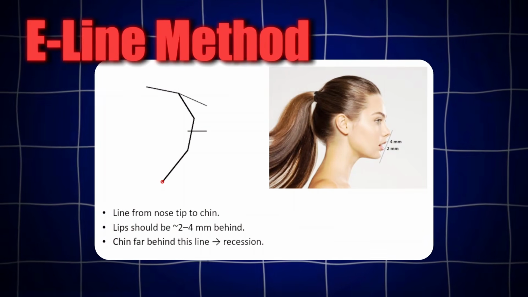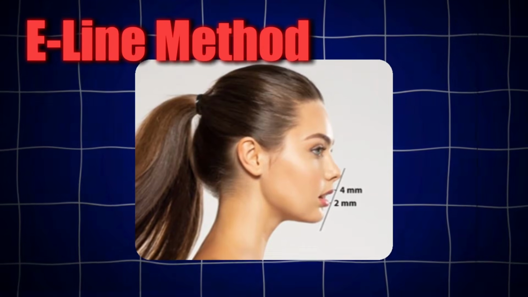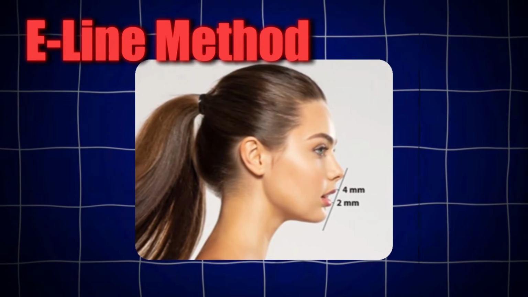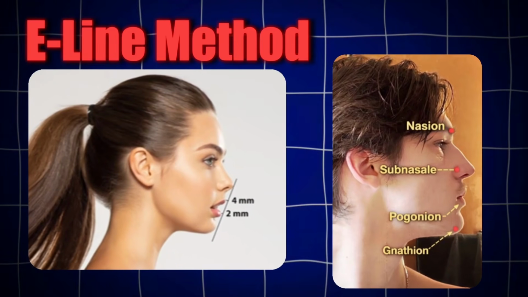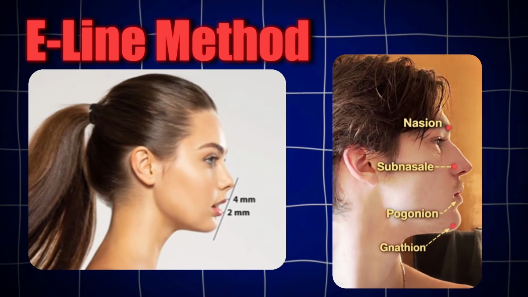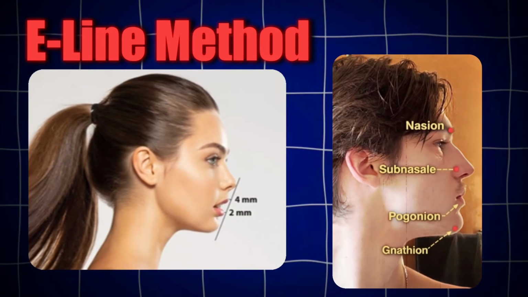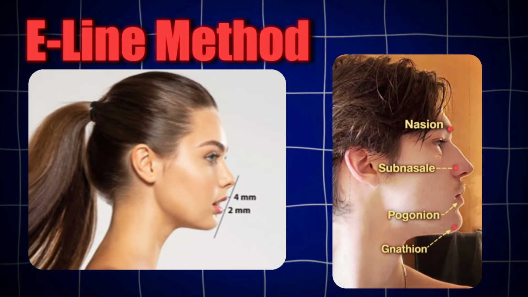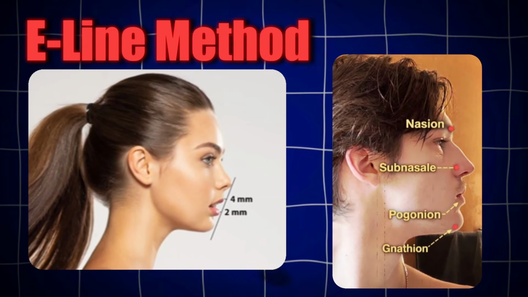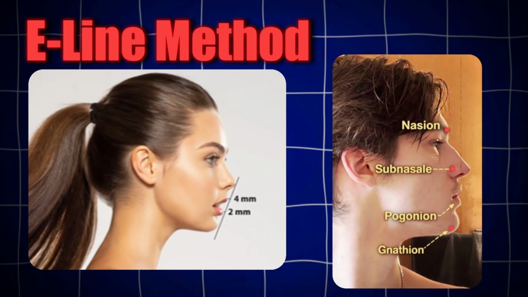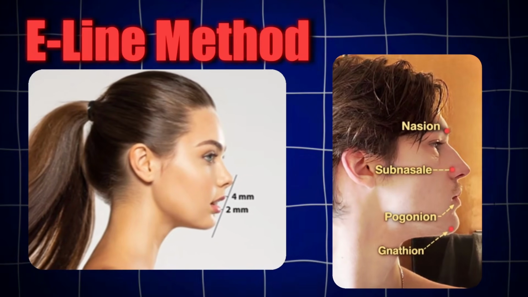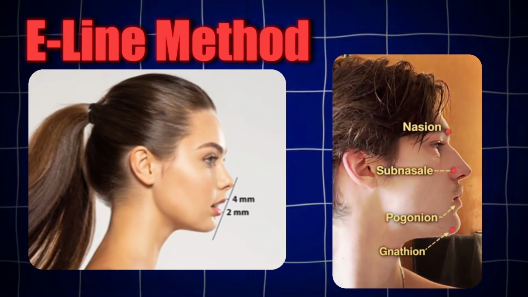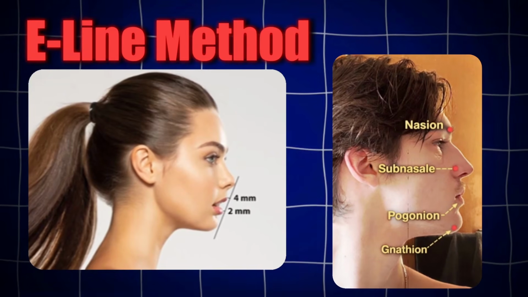So this is a pretty standard measurement. All you're going to do is draw a line from the nose tip to the chin. So if we go back to the landmarks, we're looking at the tip of the nose, okay, down to the gnathian, and we draw a line there, and there should be about a 2 to 4 millimeter gap in between the line and the lips. So if the chin is far behind this line, that means that your chin is recessed, okay? So that's a simple measurement. It's called the E-line Ricketts method.